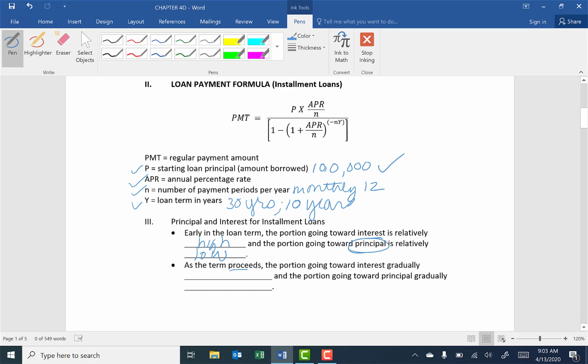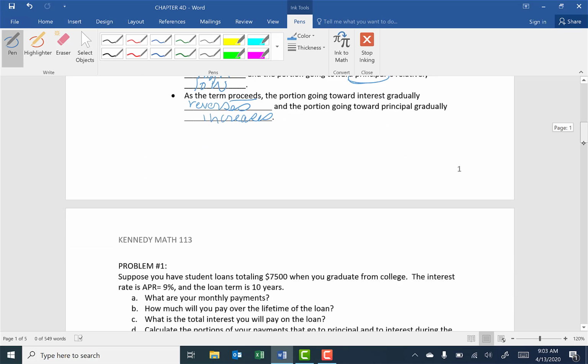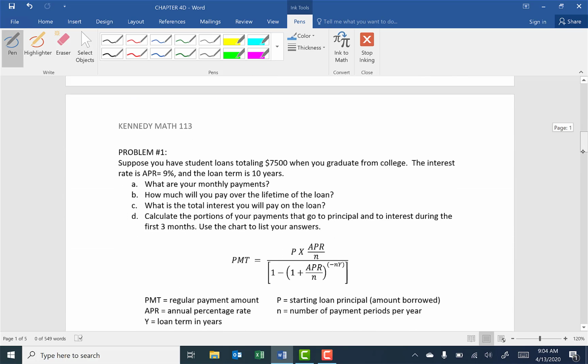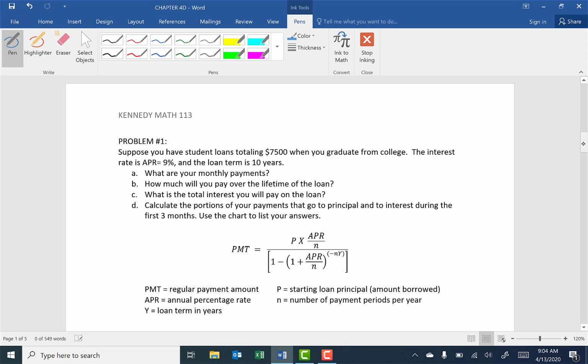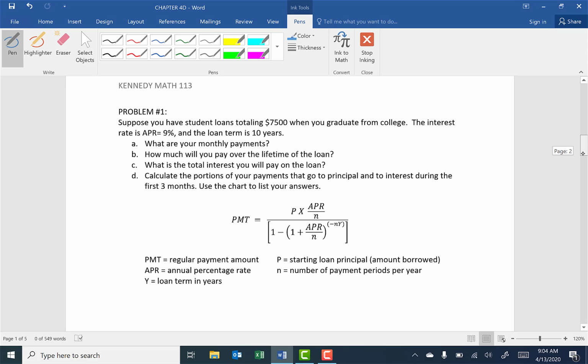Now, as the term proceeds, as we get farther and farther into the loan payment, the portion going toward the interest gradually reverses, and the portion going toward the principal gradually increases. So as time goes on, more of your money goes toward what you borrowed, because the bank gets their money first. Let's see how this plays out.